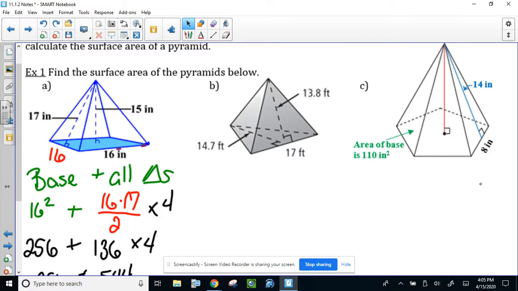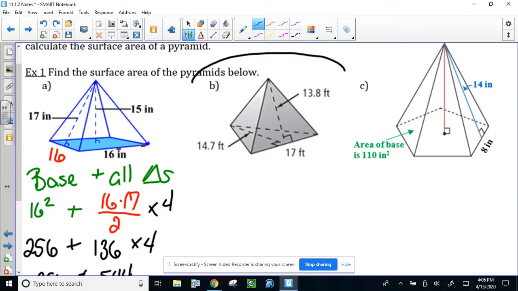So we're going to look at our next one. We're going to try and come up with a formula for finding the surface area of a pyramid. On our pyramid here, on part B, we call this a triangular pyramid. The first one, part A, was a square pyramid because the base was a square. And in part B, we have a triangular pyramid because the base is a triangle.